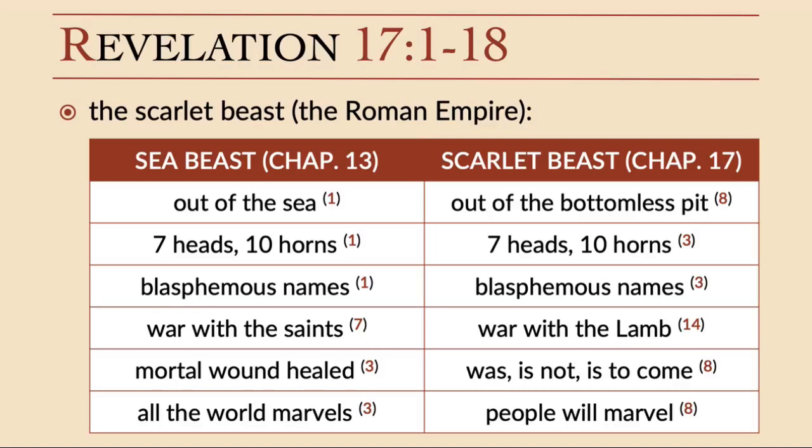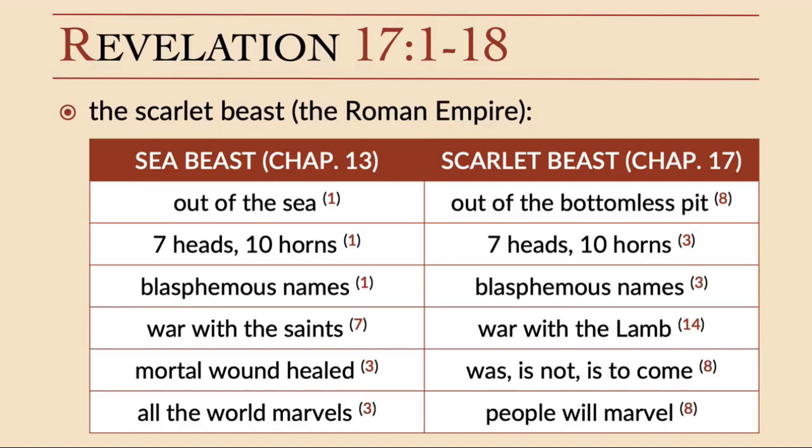And the beast was given a mouth uttering haughty and blasphemous words, and it was allowed to exercise authority for 42 months. It opened its mouth to utter blasphemies against God, blaspheming his name and his dwelling, that is, those who dwell in heaven. Also it was allowed to make war on the saints and to conquer them, and authority was given it over every tribe and people and language and nation. We can continue on reading, but we're not going to. Notice the things here that we have. It comes out of the sea, has 7 heads and 10 horns. Blasphemous names are written on its heads. It makes war against the saints in verse 7. It has a mortal wound that is healed, and all the world marvels at this sea beast.